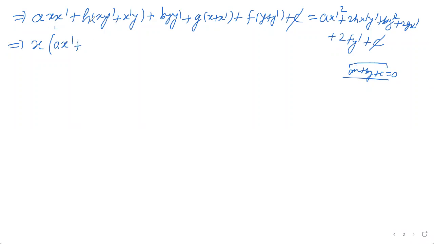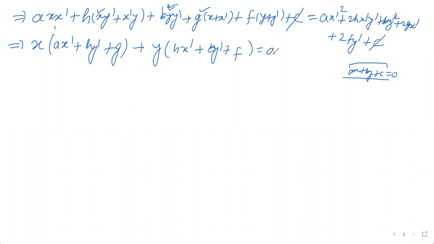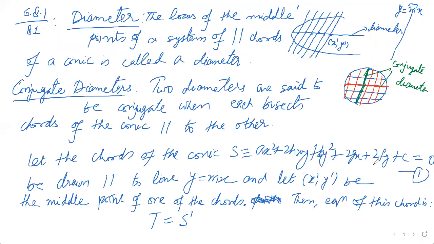a x dash plus, and x is coming here, h y dash है ना, यहाँ पर आ रहा है, और x का coefficient कहाँ आ रहा है? ये है plus g. Similarly, you can write the coefficient of y. So y into h x dash, यहाँ से h x dash plus b y dash from this term and plus f is equal to a x dash square plus 2h x dash y dash plus and so on. ये term लिख देंगे without c. So it is your equation of a chord this.